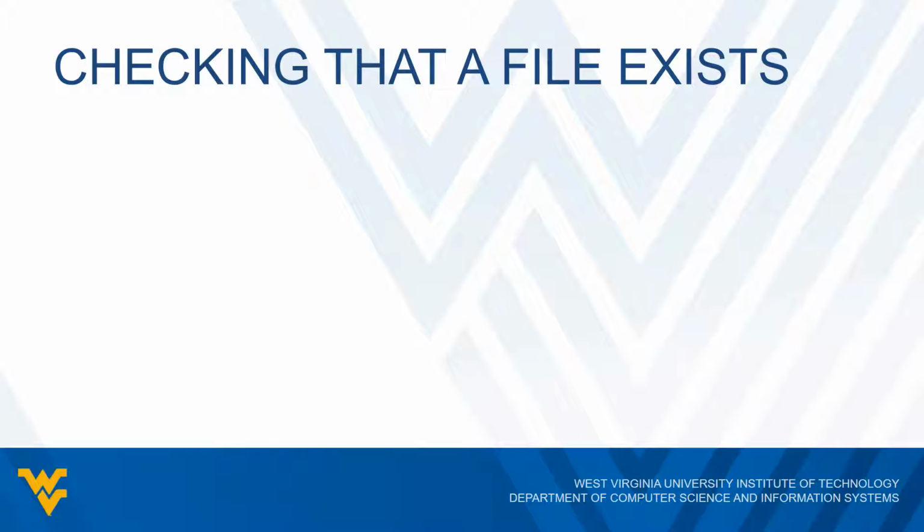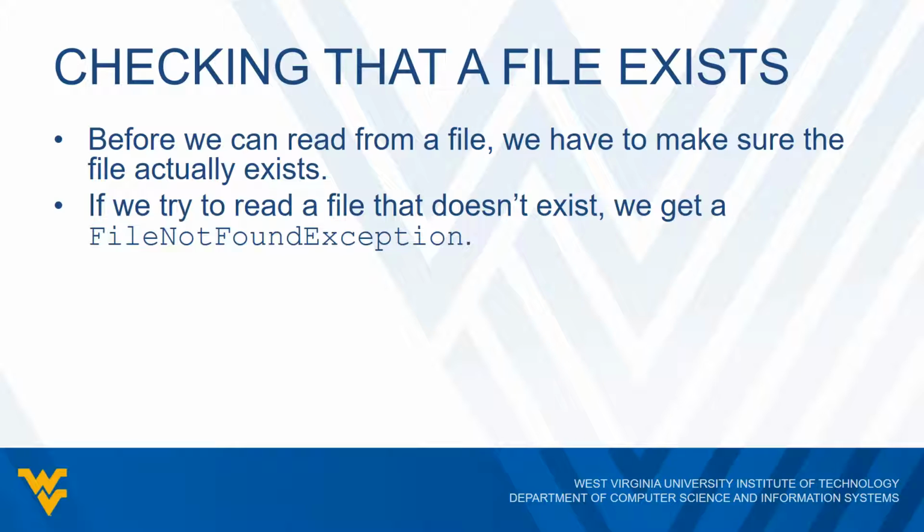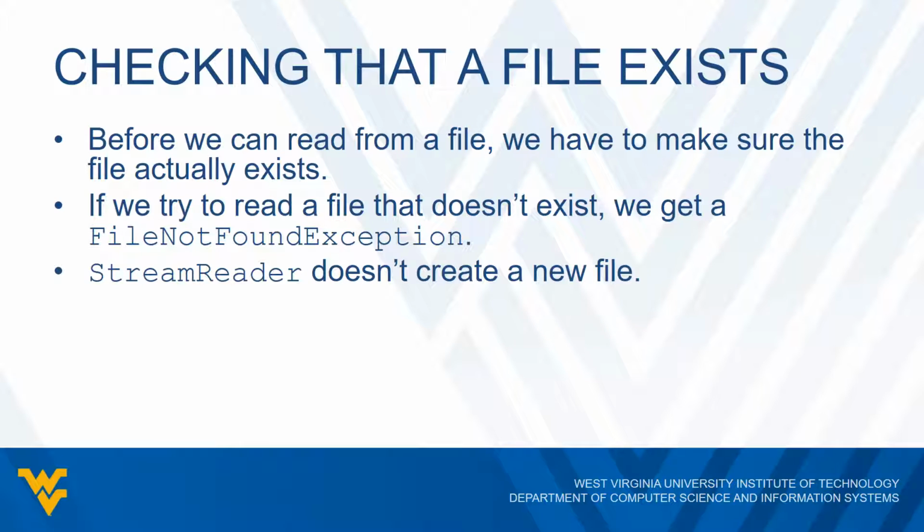Unlike the stream writer object, before we can use the stream reader object and read from a file, we have to make sure the file does exist. This is because if we try to read a file and it's not there, we're going to get the file not found exception. That's just because the stream reader does not create a new file. It's really hard to read from a file that does not exist. So we do have to make sure that the file is there first before we try to read from it.